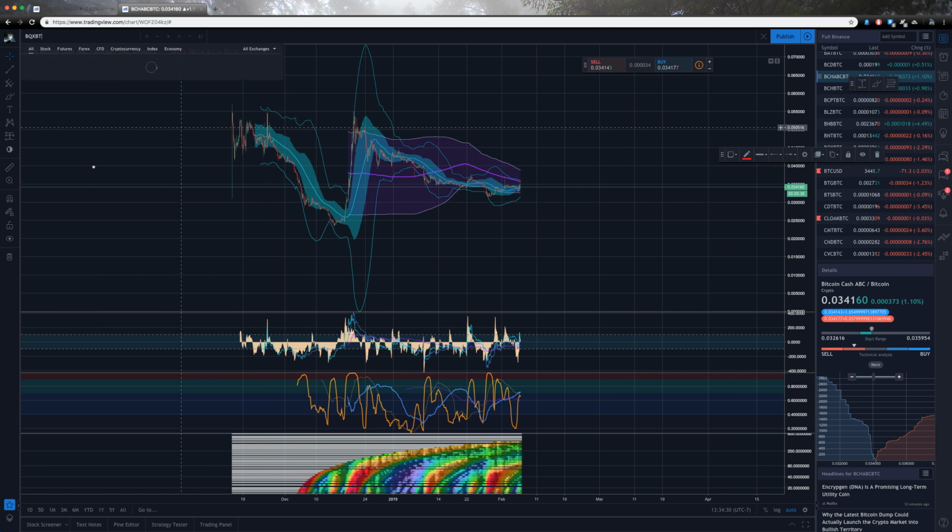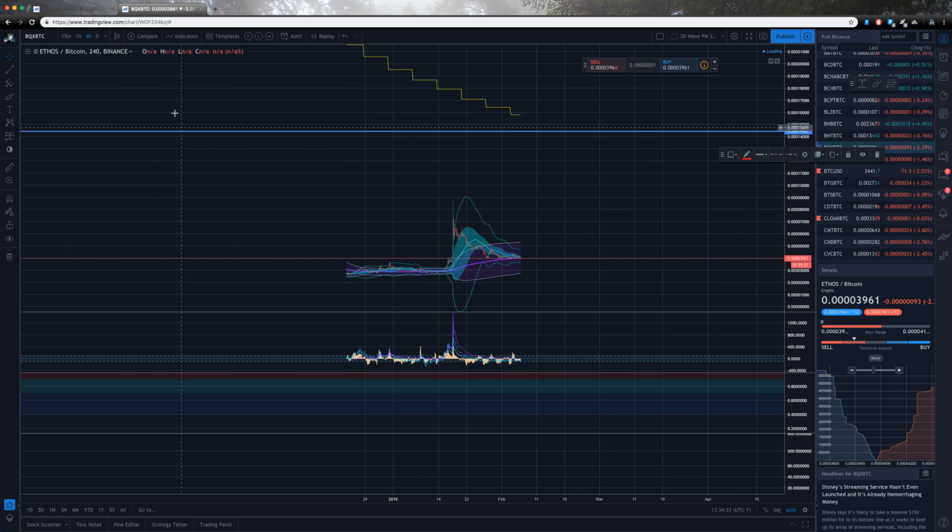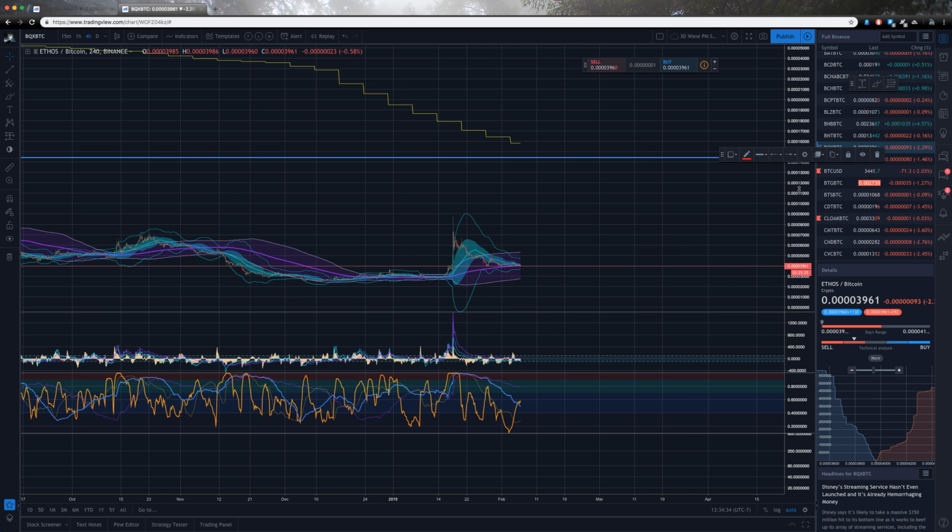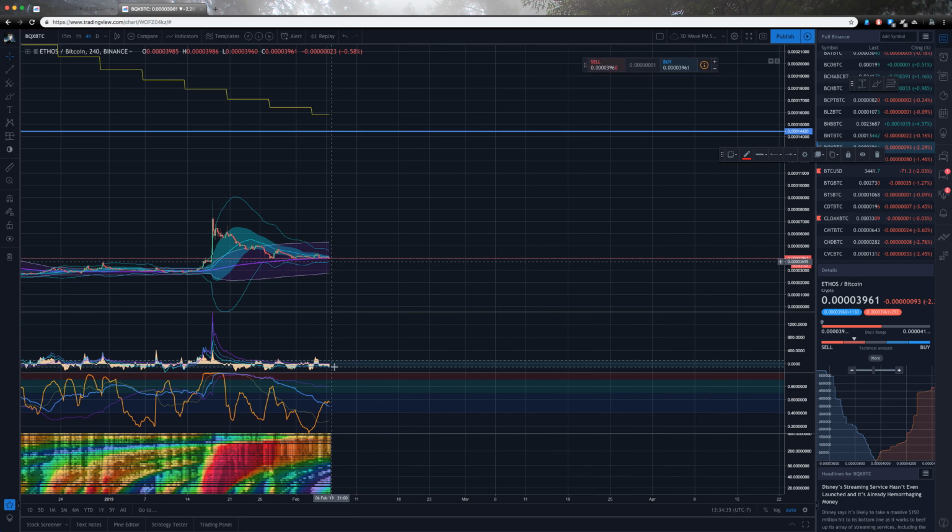BQX. This is retracing pretty nicely. It's just not at the value it needs to retrace to, right? We're waiting for the 350 MA. We're not there yet. So I've got nothing to say on this chart.